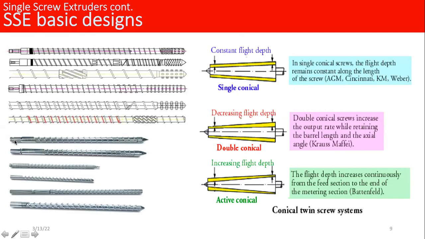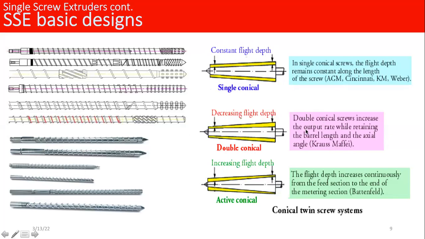මෙතන you can see increasing root diameter. All these things are increasing. This is constant. And flight depth, from here you can see this, we call it as a single conical screw. If it is a double conical, so decreasing flight depth, right? From here to here you can see flight depth has been decreased.